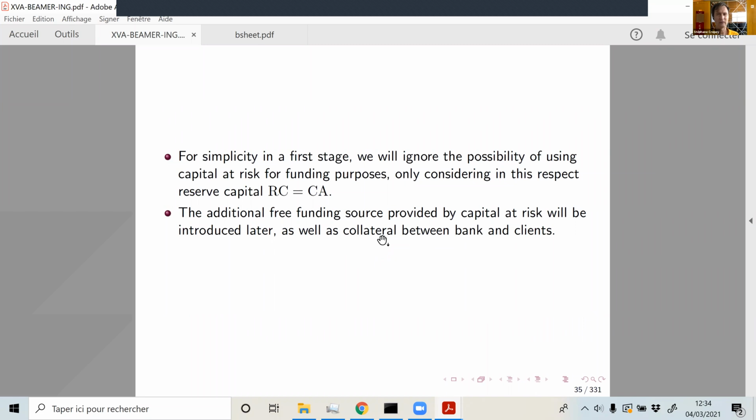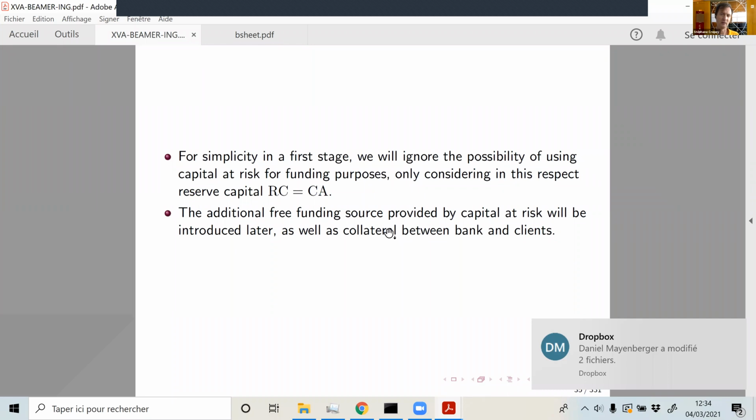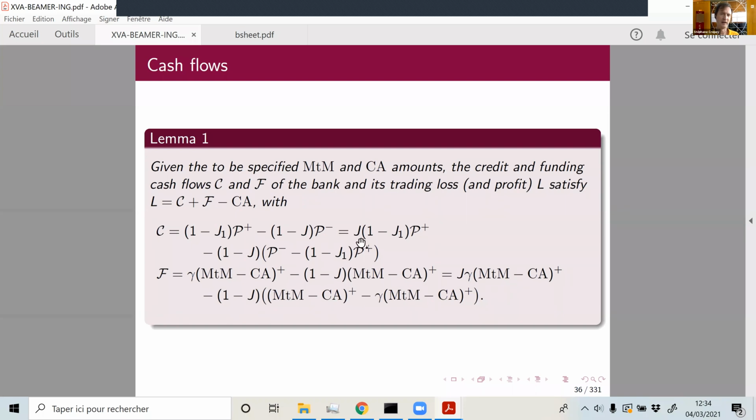And I will only later introduce the collateral between the bank and its clients. So that's why we are not seeing any initial margin or even any variation margin in the coming slides. Then, in this minimalistic setup, which retains all the economic flavor of the problem, as we will see, the lemma is the following.